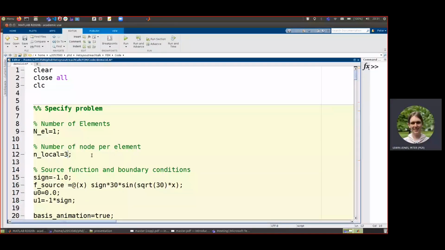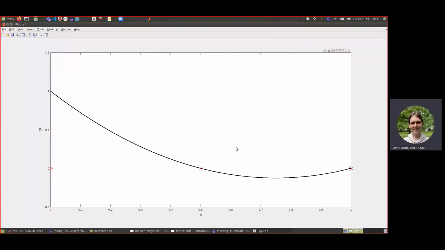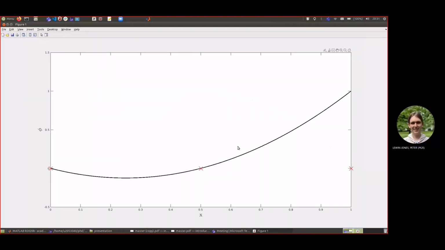If I change to 3 nodes per element, you see we just flick through the examples, and here's the third element. This is 0 at this point, 0 at this point, and 1 at this point. So this is a quadratic, and we've needed a quadratic in order to get a polynomial that is 0 at 2 points and 1 at a third point.